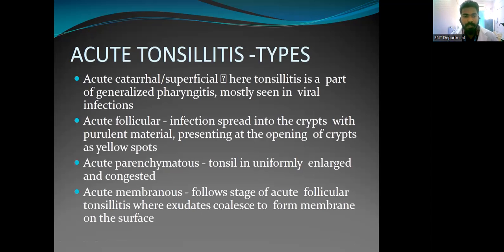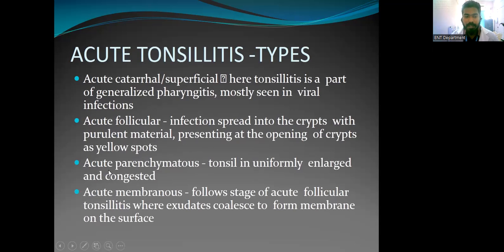And there's something called the acute follicular tonsillitis. Here you have a follicular appearance. The infection spreads into the crypts, with purulent material presenting at the opening of the crypts as yellow spots. Like I said, on the medial surface you have 12 to 15 crypts, and the infection gets into these crypts. Each has an opening, so it presents as purulent material, spotted as yellow spots. That's why it's follicular. It has a dotted appearance like follicles, so it's called acute follicular tonsillitis.